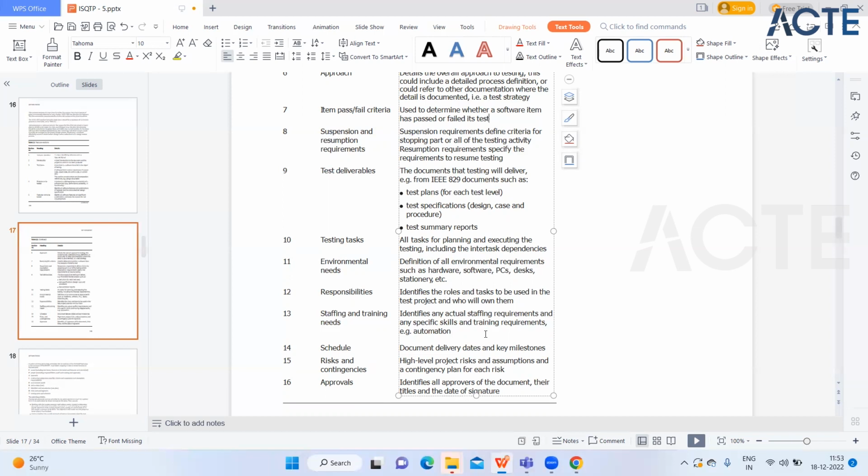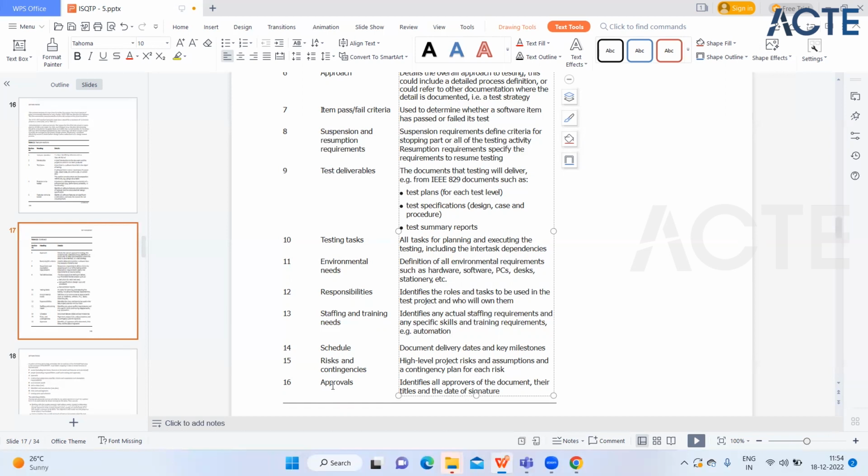After this, we'll be having schedule. Under this schedule section, you will define document delivery dates and key milestones. So you have defined everything, now you have to provide the estimated delivery date for each and everything. You will define that under the schedule, as the name suggests. Now, fifteenth is risk and contingencies: high level project risk and assumptions, and a contingency plan for each risk. If any kind of risk comes, then what should be the plan we have to follow? This will be defined under risk and contingencies.